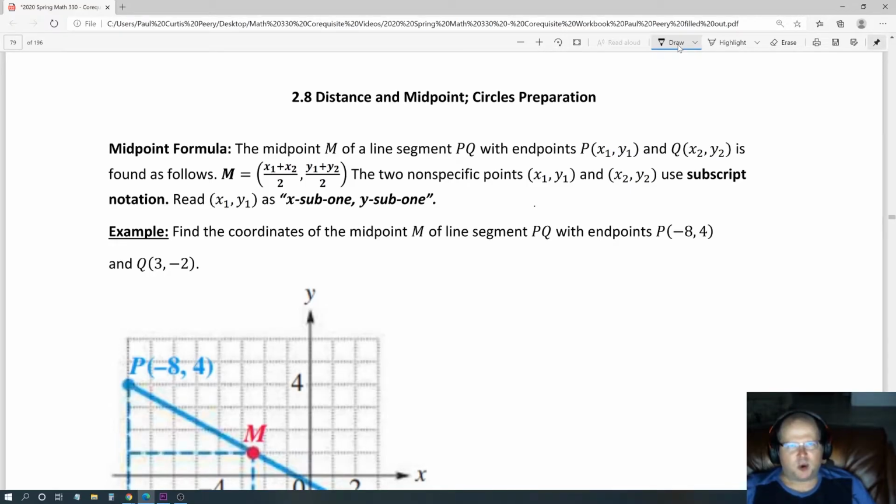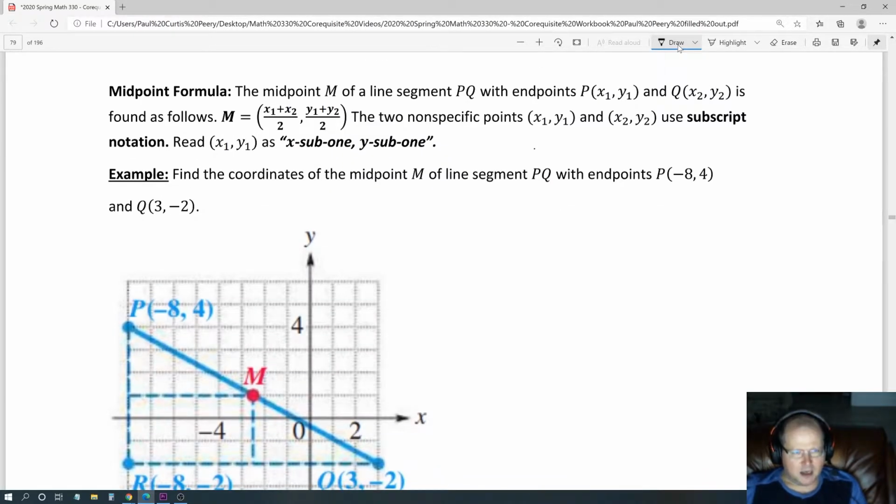2.8 distance and midpoint circles preparation. All right, so we have the midpoint formula. The midpoint formula is simply the average of the x's and the average of the y's as a point. And the way you find a simple average of two different numbers is you add them together and you divide by 2.